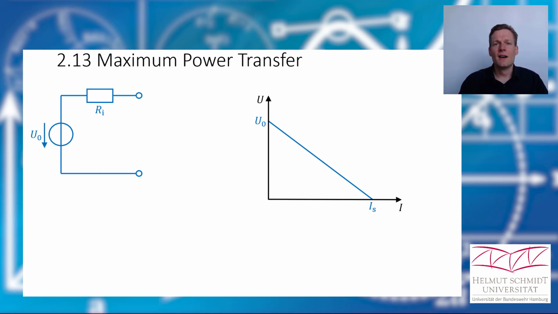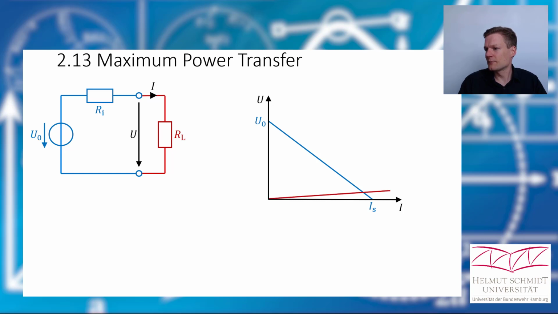If we connect a load resistor, then a current would flow and we would have a voltage drop, and we want to maximize the power this load resistor consumes. Okay, let's say our resistor has a characteristic curve like this. And we know that the power is the voltage multiplied with the current.